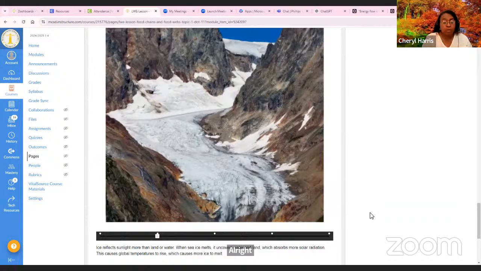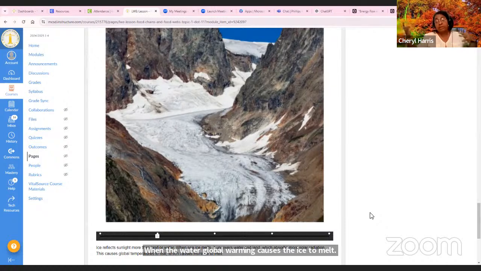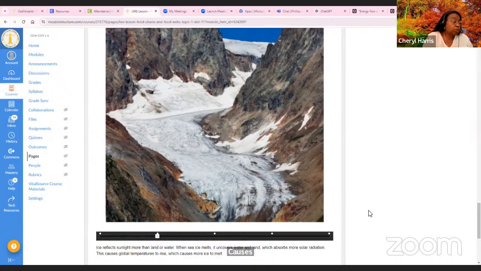Global warming causes the ice to melt, and then the ice blocks create these crevices in the land, and causes erosion, causes sea level to rise. So more carbon dioxide in the atmosphere is not a good thing.